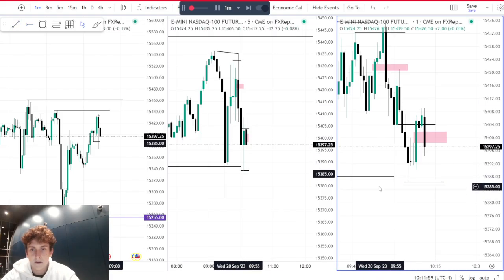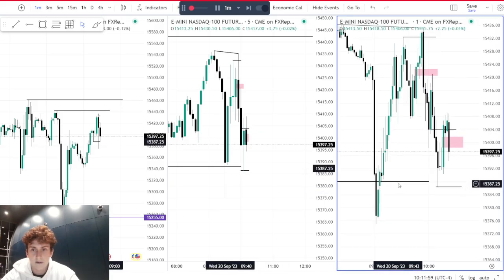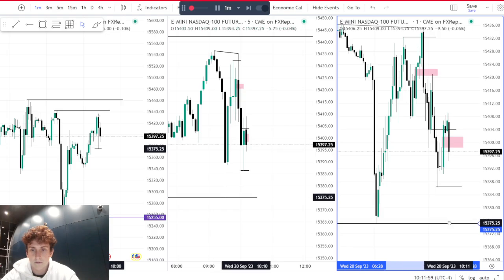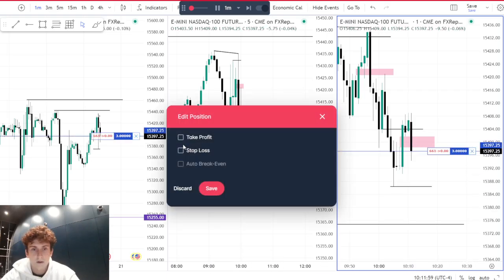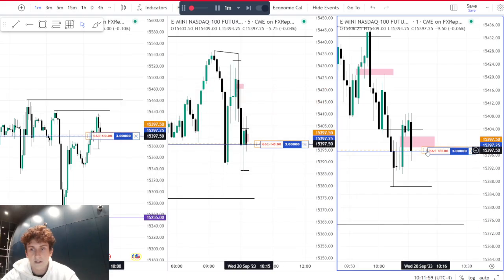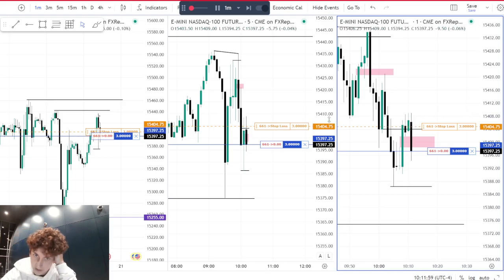My target being here. We also understand that this was the sweep from earlier, so there would be this low, that would be sell side, so I would take this 3. I'm willing to take the loss here because I understand what the delivery is looking like.